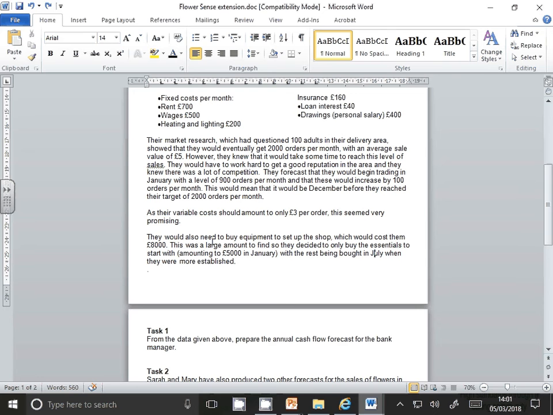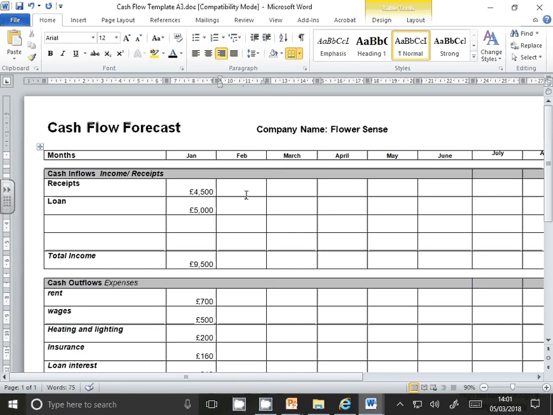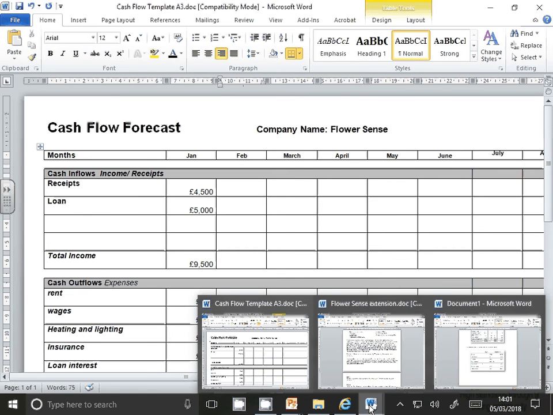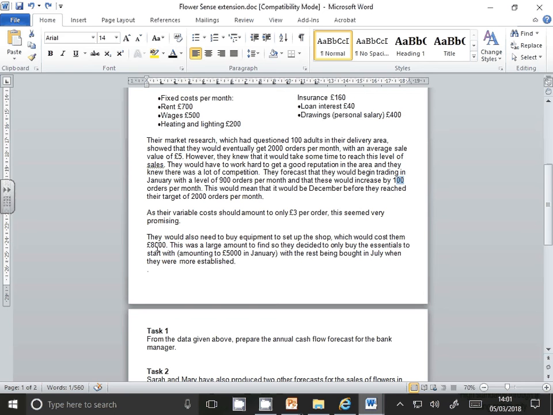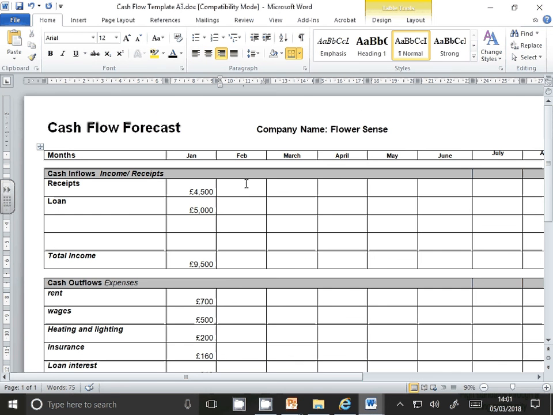So if we read the cash flow, it says they're going to get 900 in January and it's going to increase by 100 every month. So it's going to be 1,000 that we're dealing with. So we know that it's going to be 1,000 times whatever it is they're selling the flowers for. And I've forgotten already what they're selling the flowers for. I think it was £5? Yeah, there we go, £5. Okay, so it's going to be £5,000. So I'll just put this in for you. £5,000. Now they don't get a loan this month. That's the only receipts they get, the £5,000.